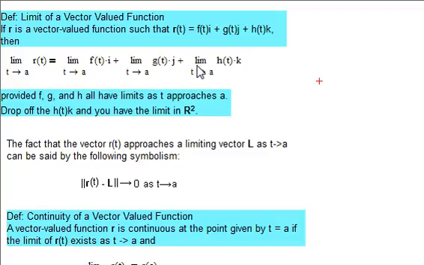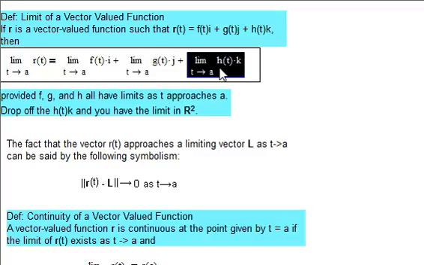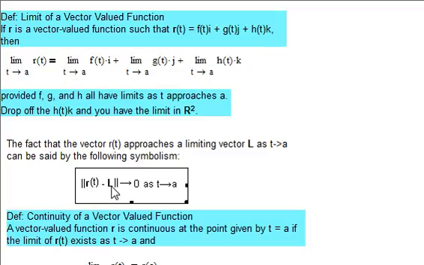So if you drop this last part, then you have the whole thing in R squared. This is in R cubed. So the fact that a vector approaches a limiting vector L as t approaches a can be said by the following symbols. The length of the vector r of t minus the limiting vector L approaches 0. Think of what that's saying. In other words, the length of the difference of these two vectors, and if you think about it in component form, if the length of that's approaching 0, then each of the components is approaching the limiting vector L as t approaches a.